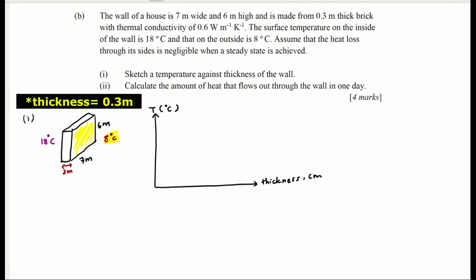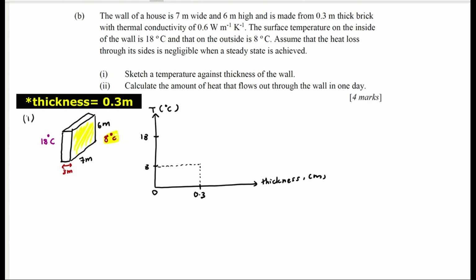So it is in meter, so from 0 to 0.3. And then the temperature, the higher temperature is 18 degrees Celsius. So it should be here, and then here should be 8. So start from 0, the thickness, the end of the thickness is 0.3.